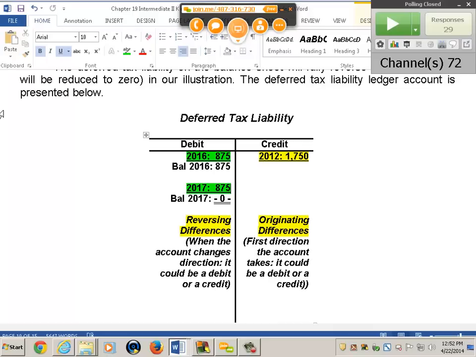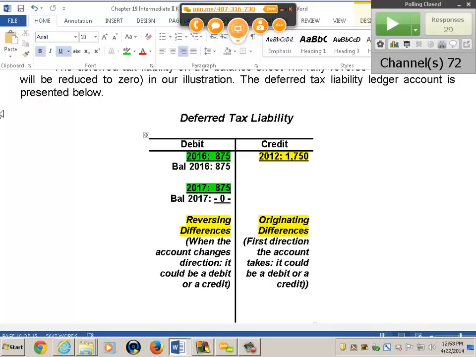So in a textbook world, we'll always have a zero balance at the end of the life of any transaction. At the end of the life of any transaction, we're going to have a complete reversal and you fully pay back that liability. Now, again, this is a simple case, but it does at least give you, I think, a good measure of the deferred taxes. Okay.